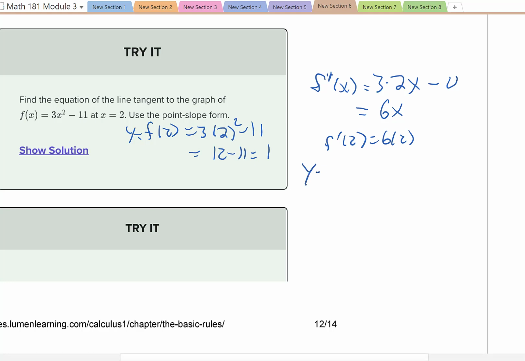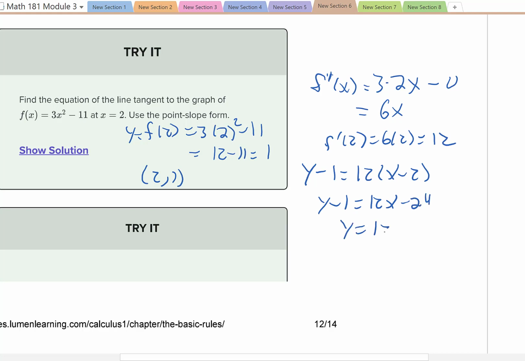So we have y minus our y1. What is it? The point was (2, 1). y minus 1 equals, I didn't write 12, yeah, y minus 1 equals 12 times x minus 2. So y minus 1 equals 12x minus 24. y equals 12x minus 25.